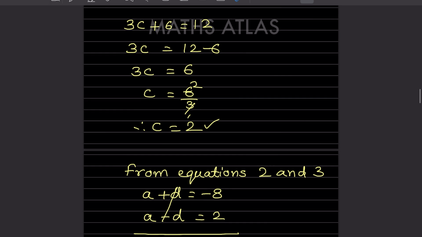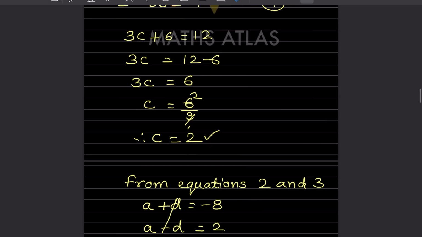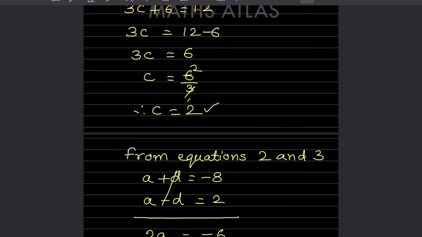So now what are we going to do? Again, we are going to take these two equations. Why? Because you can see a plus D and a minus D, so this gets cancelled. So from equations 2 and 3, this is 2 and this is 3. This plus D and minus D get cancelled. So what will be here?